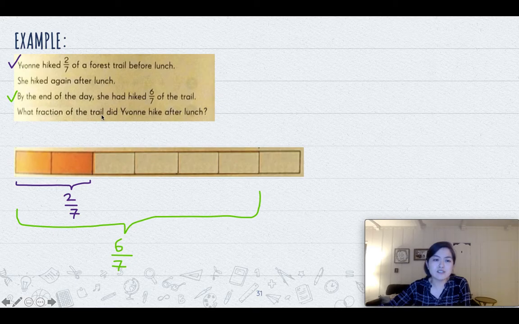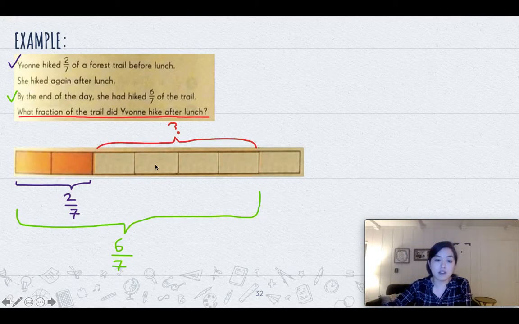And what fraction of the trail did Yvonne hike after lunch? So this is before lunch, and then this right here is after lunch. Okay? So that's the part that she hiked after lunch. What is this fraction? Well, there's 1, 2, 3, 4 parts out of a total of 1, 2, 3, 4, 5, 6, 7 parts. So the fraction is 4/7.